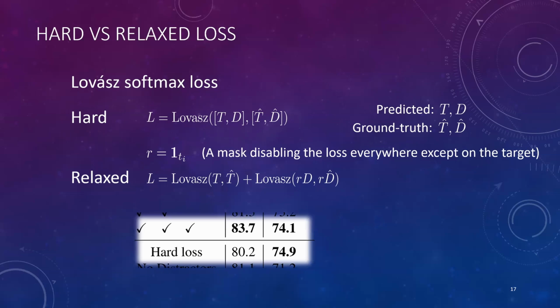Going back to the ablation, we see that the relaxed loss is necessary because the results drop by 3.5 points to 80.2 on Davis validation. At the same time, which is somewhat of a theme in this paper, test dev improves to 74.9.